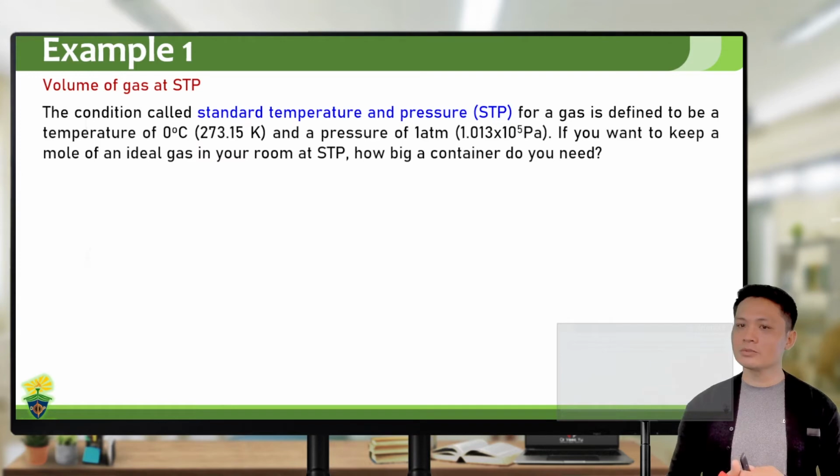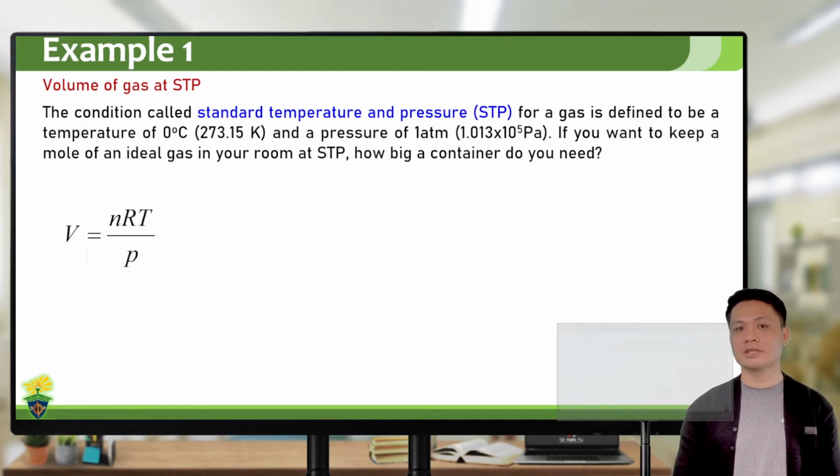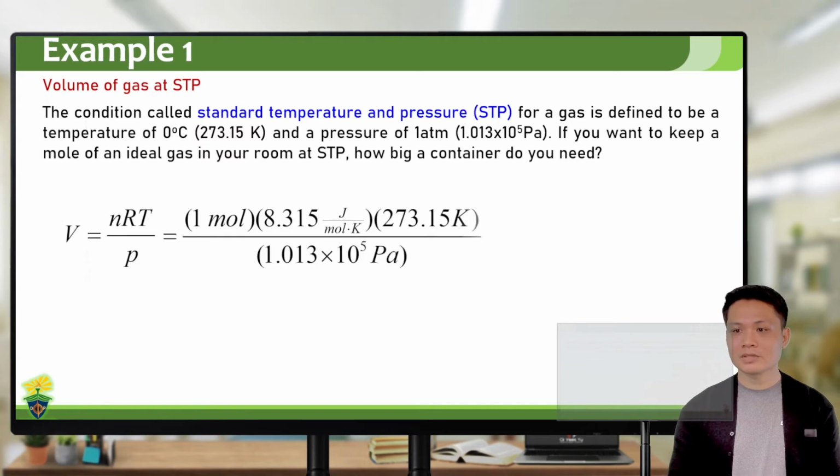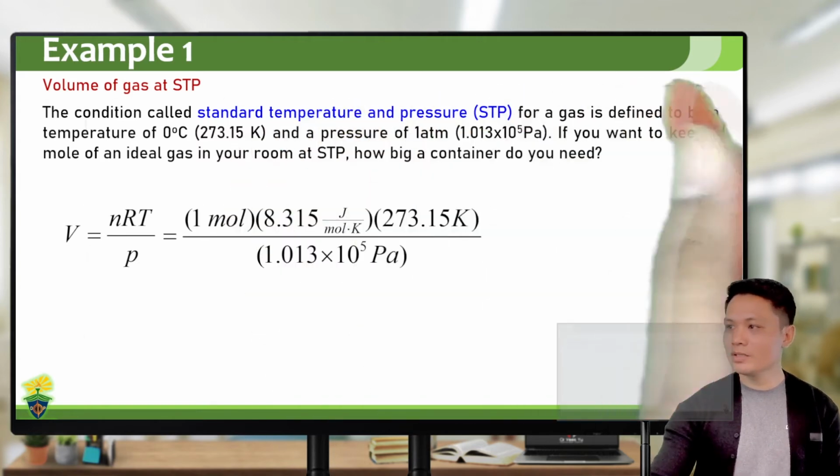If you want to keep a mole of an ideal gas at STP, how big a container do you need? Remember the ideal gas law equation, where we have PV is equal to nRT, and since we will be solving for the volume of the container for this 1 mole of ideal gas, then we will be using this equation. V is just equal to nRT over P, where we are given a mole.